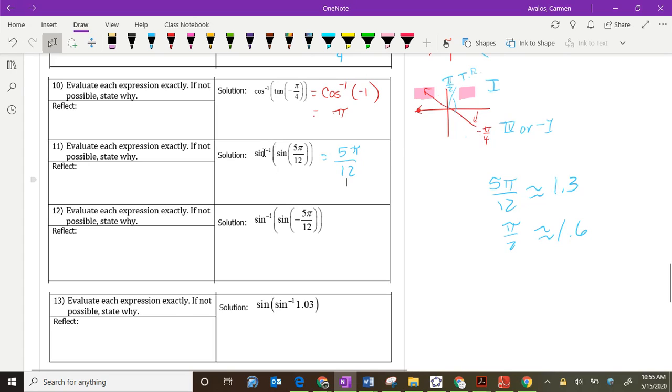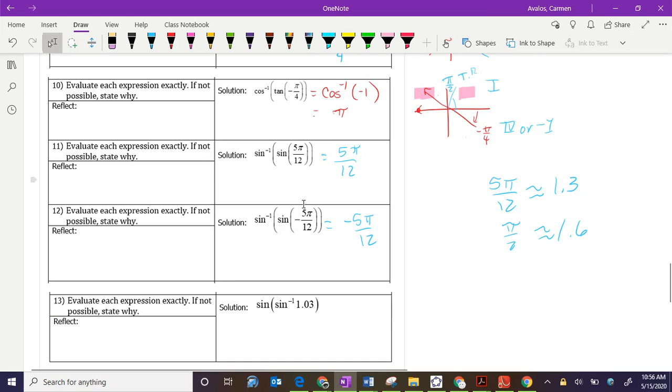For cosine and secant, it would fall in quadrants 1 and 2. If they fall within that, then it's no work that you need to do. It's going to give you the same answer. So for example, here, sine inverse of sine, and it's a negative, that's okay. It falls in this quadrant, where sine is restricted. Therefore, my answer is just going to be -5 pi over 12. No work to be done. So you just have to know the restrictions.